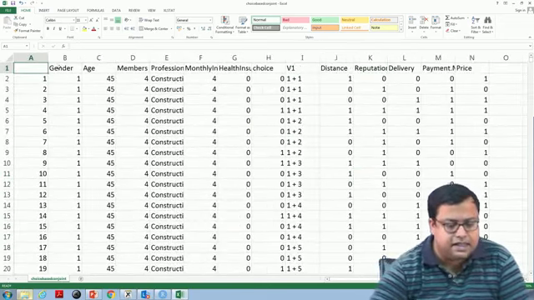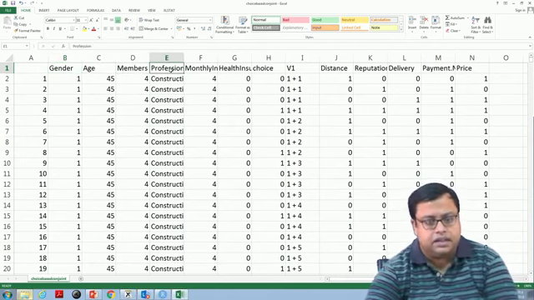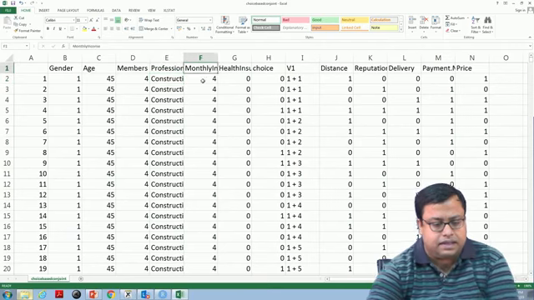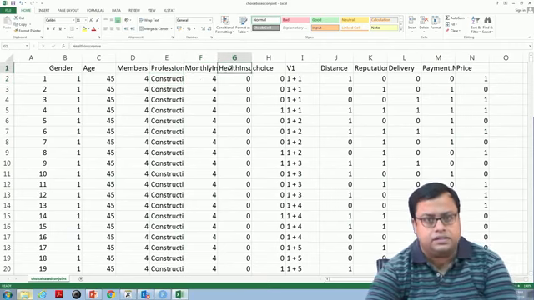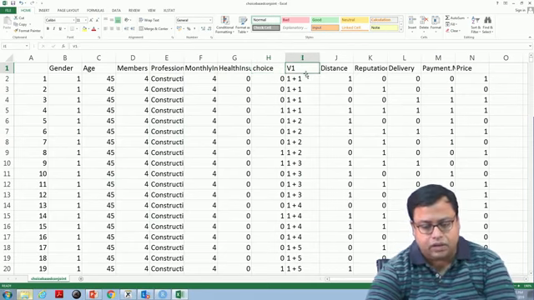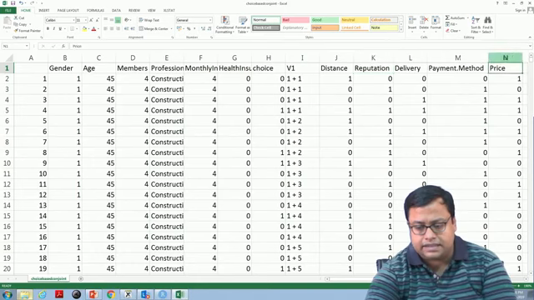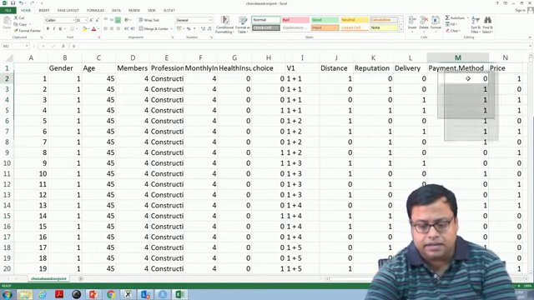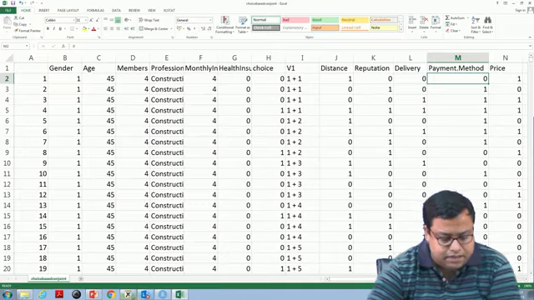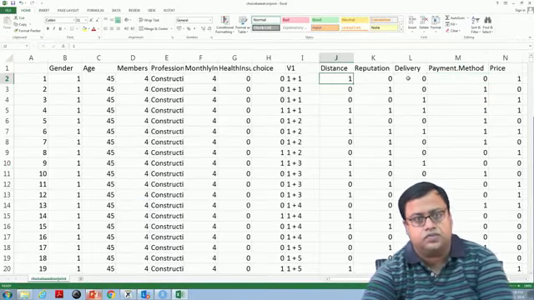So, the first one is serial number, then gender, age, number of members, and then profession of the person, monthly income, health insurance, the choice that they are making. Now, this is something that I will come to. And then distance of the case, reputation, delivery, payment method, and price, something like this has been written here. And then the level 0 and level 1s are here. So, level 1 and level 0, accordingly you will understand which one is which level.